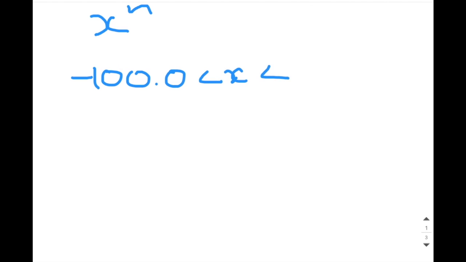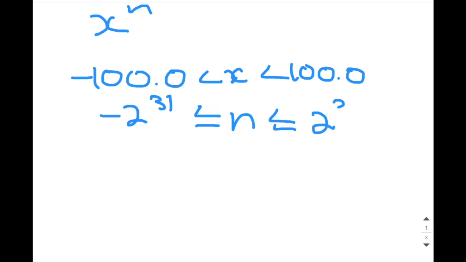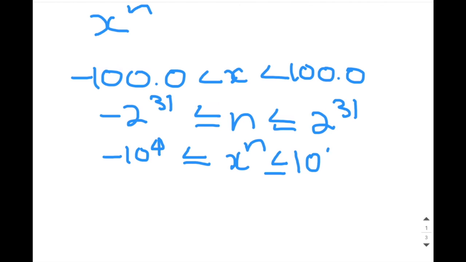Here we're going to solve LeetCode problem 50, Pow(x, n). In this problem, we are tasked with finding a way to calculate x to the power n with the following constraints. Negative 100 is less than x, which is less than 100. Negative 2 to the 31 is less than or equal to n, which is less than or equal to 2 to the 31st power. And negative 10 to the 4th is less than or equal to x to the n, which is less than or equal to 10 to the 4th.